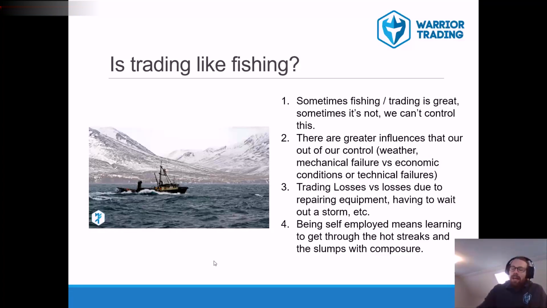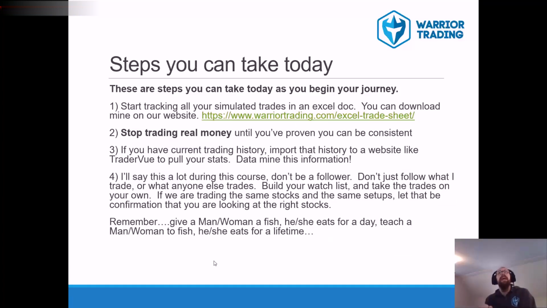All right, so now steps you can take today, and these are steps you can take as you begin your journey. Number one, obviously start tracking all your trades in our Excel doc, which I'm going to show you in part 2, and start trading in the simulator. Number two, stop trading with real money until you've proven that you can be a consistent trader. This is important. I want you to prove to me that you have what it takes to be profitable. But you have to prove it not just to me, but to yourself.